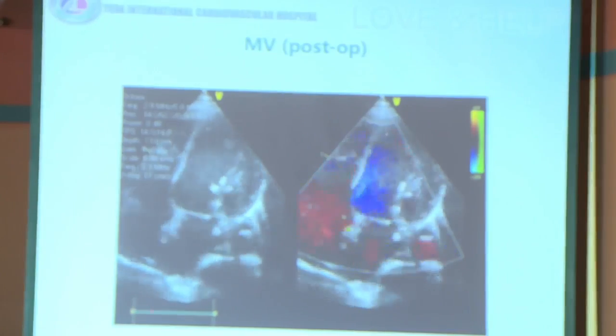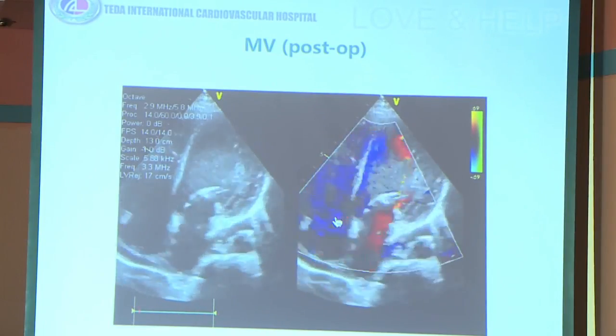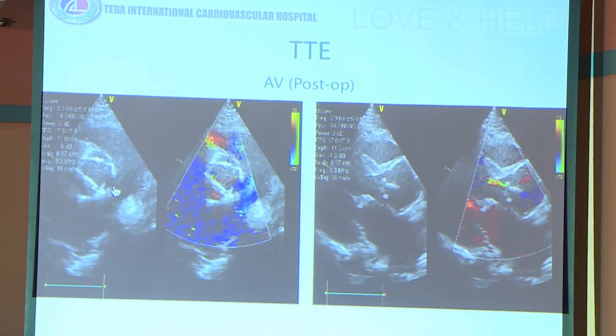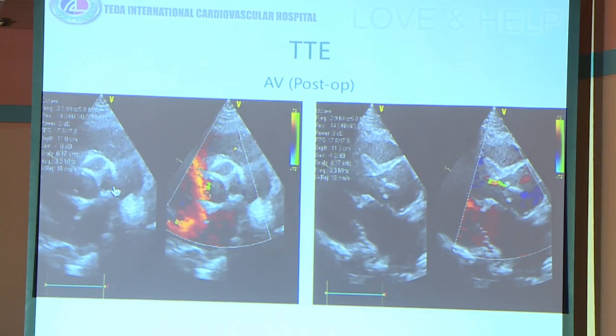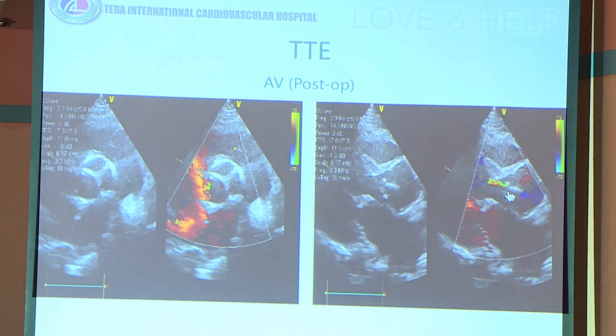Post-op echo showed the mitral valve regurgitation disappeared, and you can see here all three aortic cusps coapt very well. In the long axis view, we can appreciate only trivial regurgitation left. So it was a satisfactory mitral and aortic valve repair.